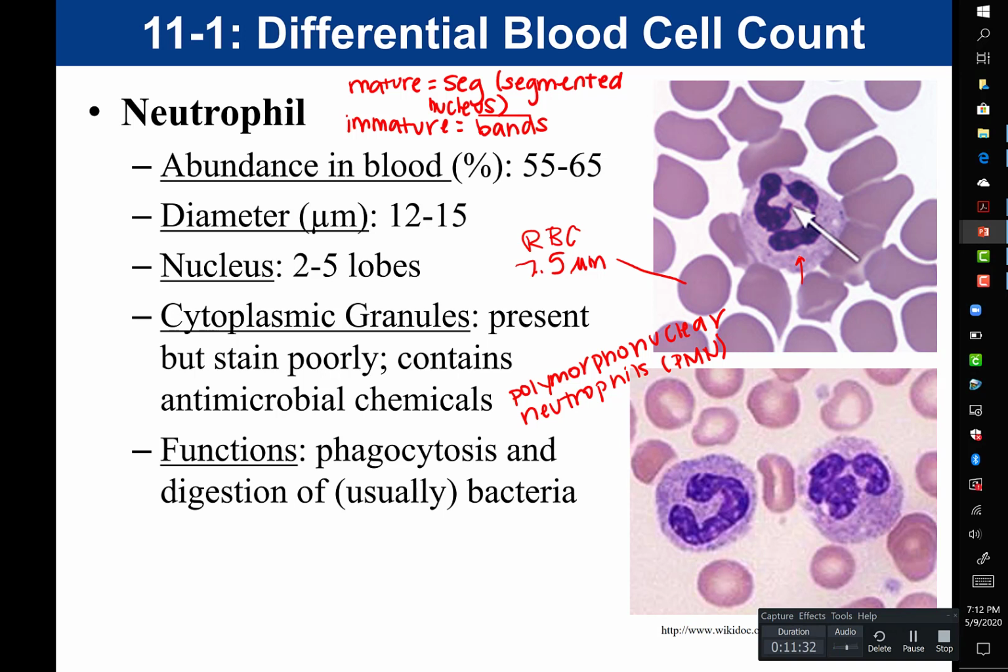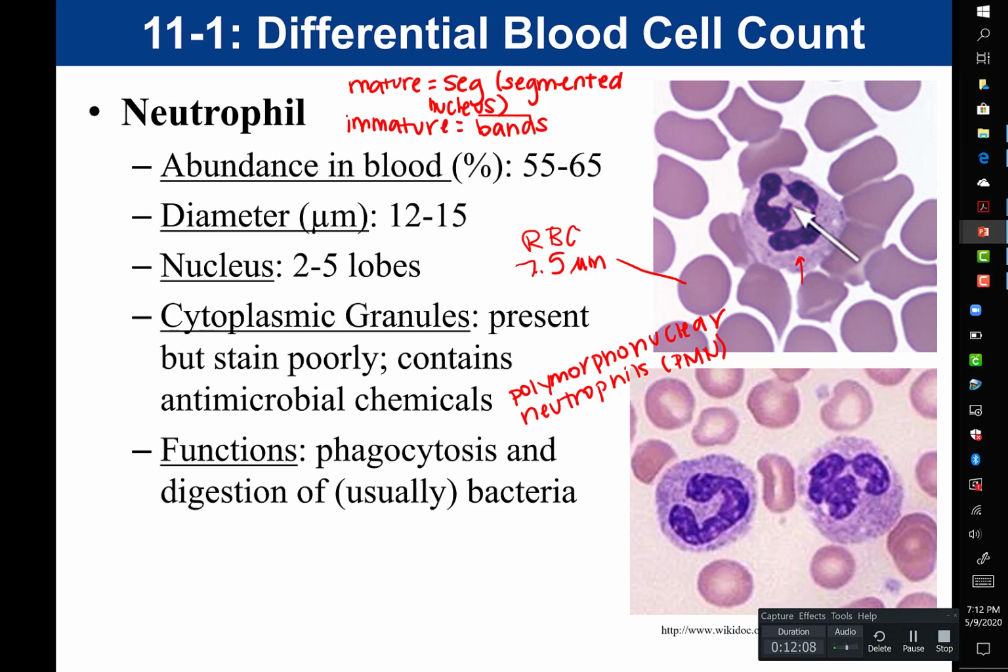You might recall back in our lecture on cells, I showed you a video of a white blood cell chasing a bacteria. And remember that when the white blood cell got to the bacteria, it did phagocytosis and it engulfed it. So that's phagocytosis. The function of the neutrophils is phagocytosis and digestion of usually bacteria. Now, it's not always bacteria. It could be other foreign invaders, but usually bacteria.